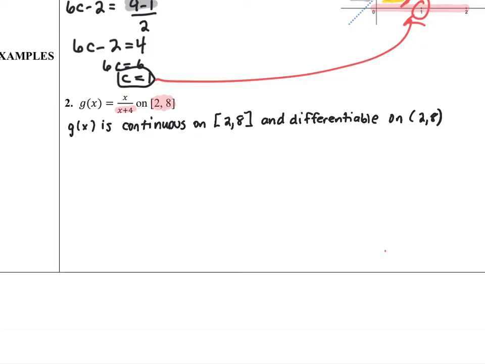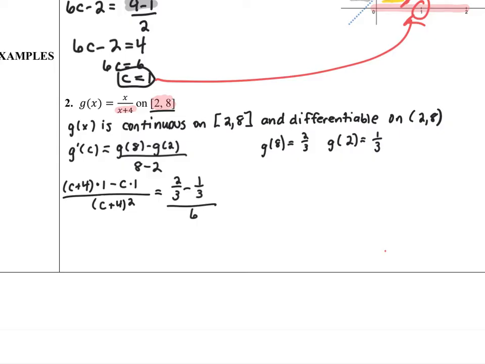And the next thing I'm going to do is find the instantaneous rate of change of g and plug a c in, and that just means the derivative, and set that equal to the average rate of change on this interval from 2 to 8. So my instantaneous rate of change has to equal my average rate of change. The instantaneous rate of change is just the derivative, so I have to do a quotient rule in finding this derivative. It's the bottom times derivative of the top, which is just 1, minus the top, which is the x, but I'm plugging in a c, times derivative of x plus 4, which is just the 1, all over that bottom function squared.